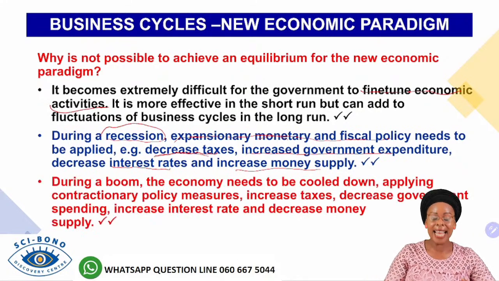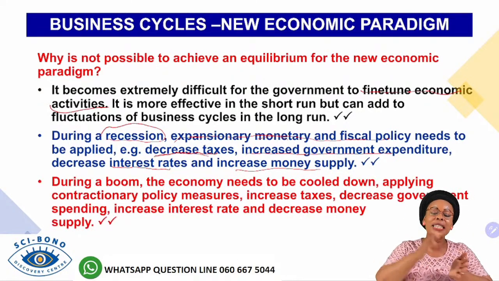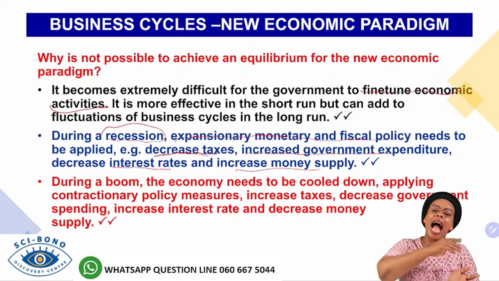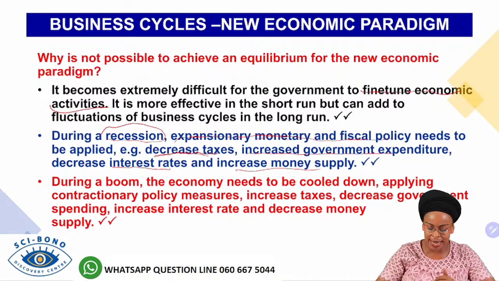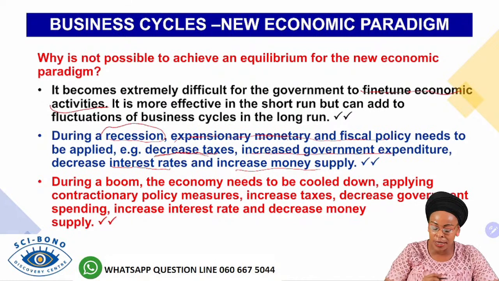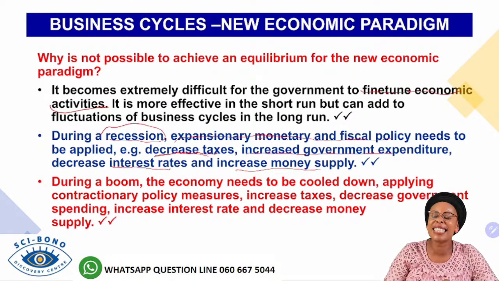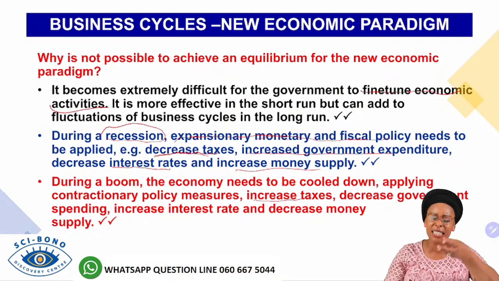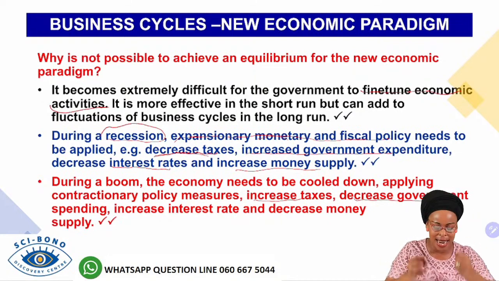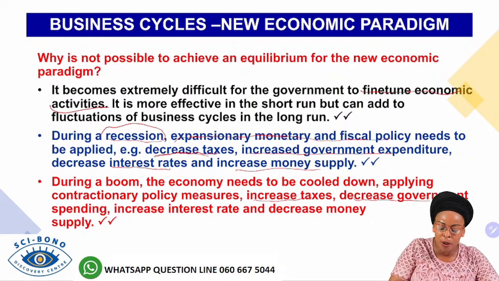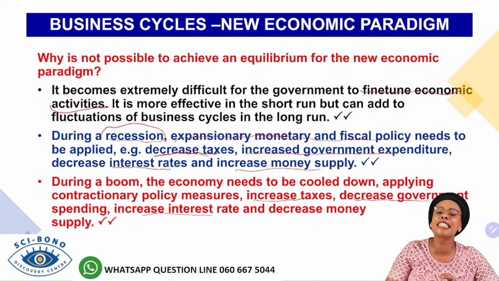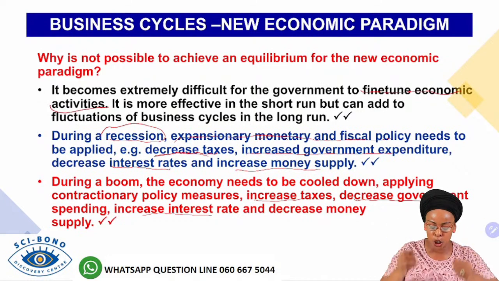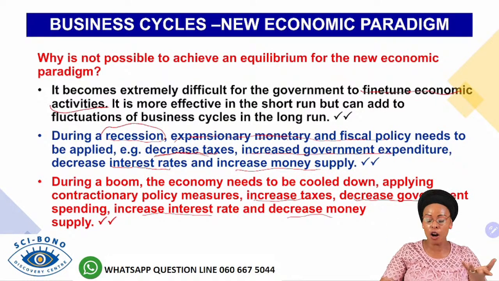And then during the boom, that is during the expansion phase, during the upswing phase of the business cycle, government can cool down the economy by using contractionary policy measures, by increasing taxes to make goods expensive, to make workers have less money. Government can also spend less, and inflation will be controllable. For monetary policy, the Reserve Bank can also increase interest rates so that we don't borrow too much, and decrease the supply of money.